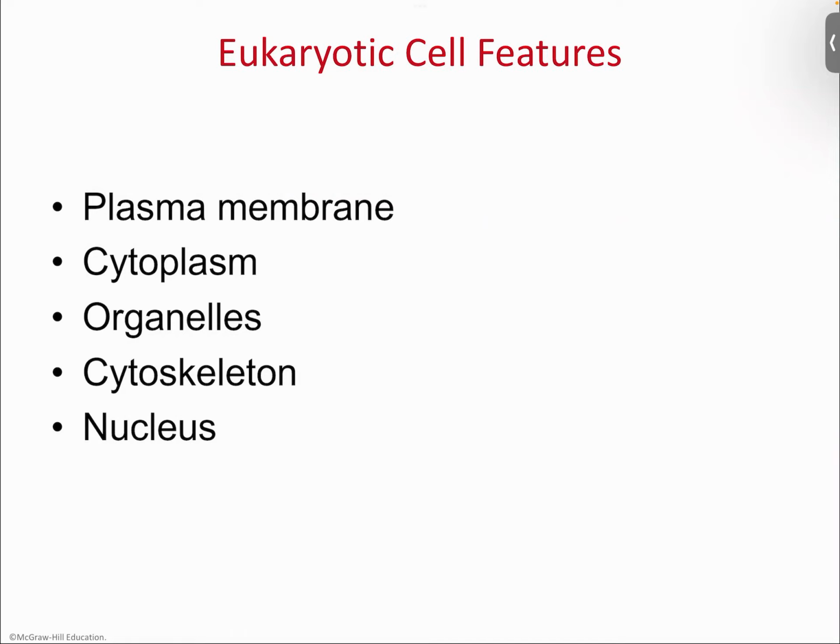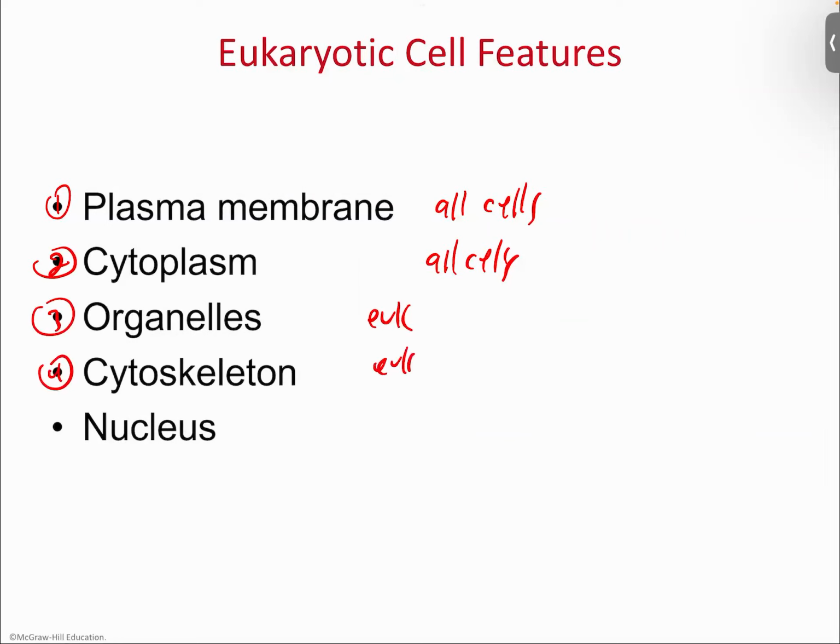So let's take a look then at some of the features of eukaryotes. First of all, plasma membrane, is that unique? This is true for all cells, yes? Cytoplasm, is that unique? That's also all cells. Organelles, is that one unique? That's eukaryotes. Cytoskeleton, is that one unique? Yeah, we just said that is, right? And then of course, nucleus, is that unique? Yeah, eukaryotes, that's a eukaryotic thing, right?